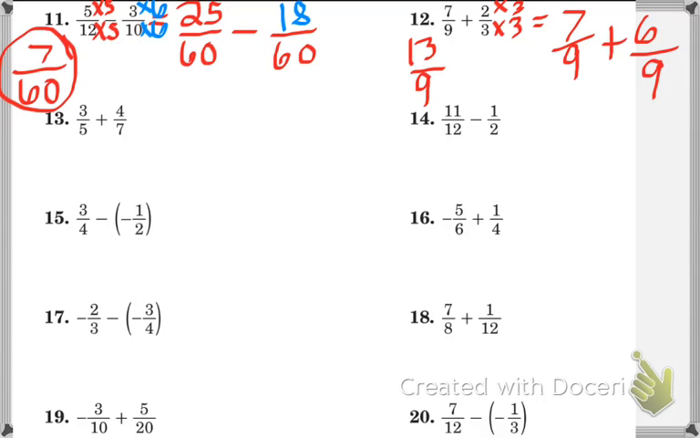13 over 9. Now, this fraction does not simplify, but it does convert to a mixed number, because that's an improper fraction. 9 goes into 13 one time with a remainder of 4, so it's 1 and 4/9. And that is our final answer to number 12.